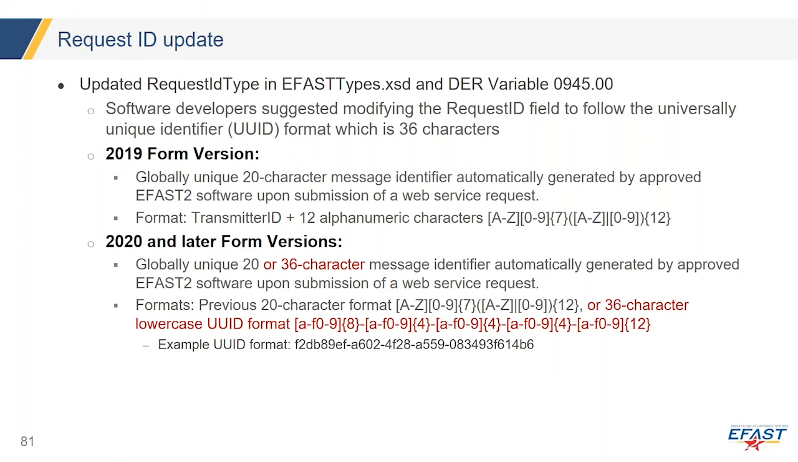On the 2020 and later form versions, we are expanding that to 36 characters and updating the regex rule set to allow both the previous version, the 20 character alphanumeric, and to support a 36 character UUID format. So you can see an example of a UUID. It's several groups of characters separated by hyphens.